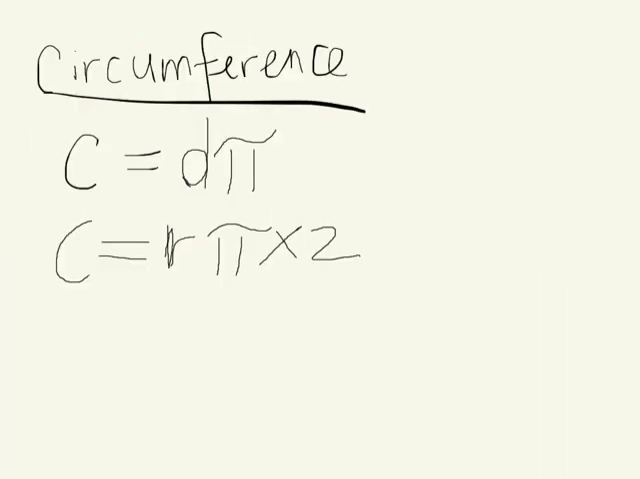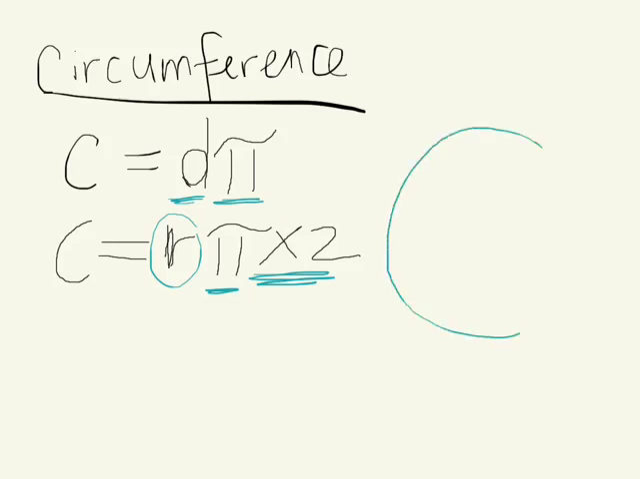Okay, so today we're going to be looking at circumference, and we know that circumference is equal to the diameter times pi, or radius times 2 times pi. Why do we multiply radius times 2? Because the radius is half of the diameter.